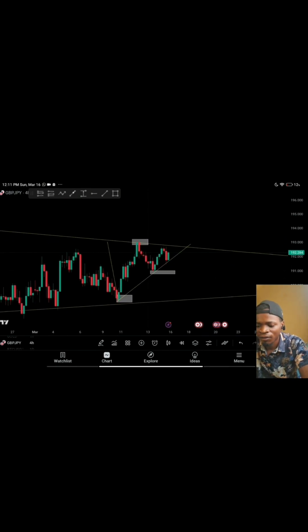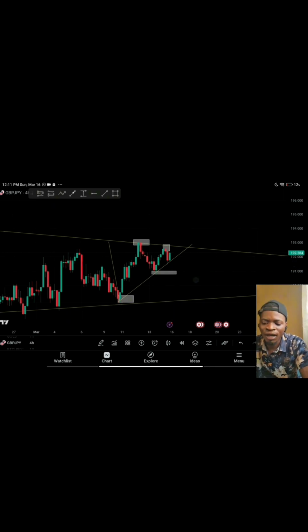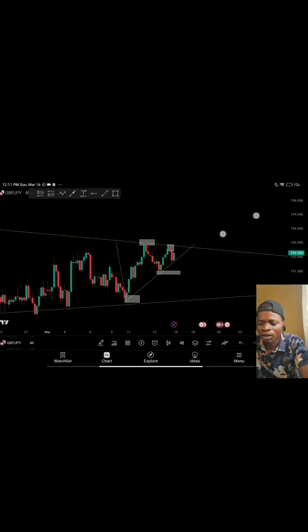Price is respecting this resistance trend line. This is the first touch, this is the second touch, and also this support trend line here. You can see this is the first touch, this is the second touch, and it's even giving us a third touch. So you just need to wait. Why are you waiting? To see if the buyers will win or the sellers will win.